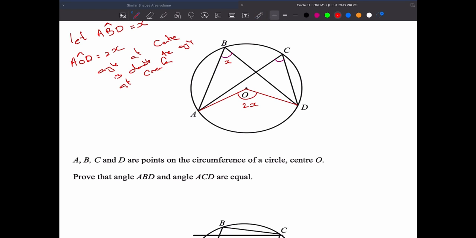So if that is 2x, what is this? ACD is x. Why? Because angle at center is double the angle at circumference, so this must be x. Therefore, ABD and ACD are equal. Shown. Because ABD is what? ABD is x, ACD is x, both are equal, hence shown.